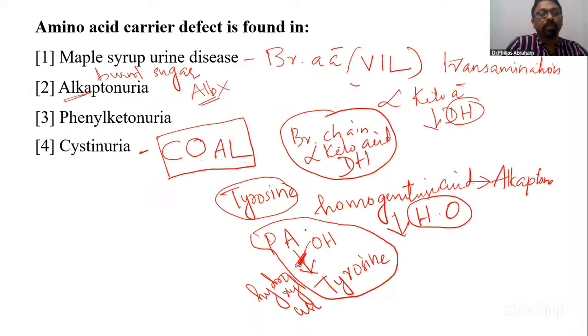So that's about some disorders here, as I showed. So here the answer is carrier. Though the other three are about enzyme deficiency, only one has a carrier transport protein deficiency, that is cystinuria. Okay, so we go for the next question now.